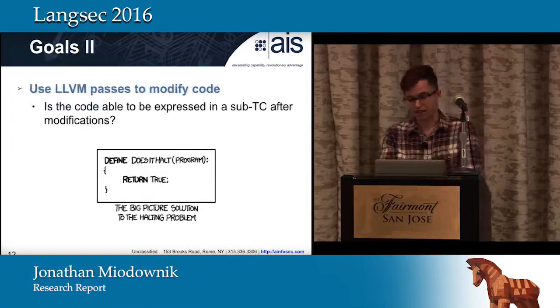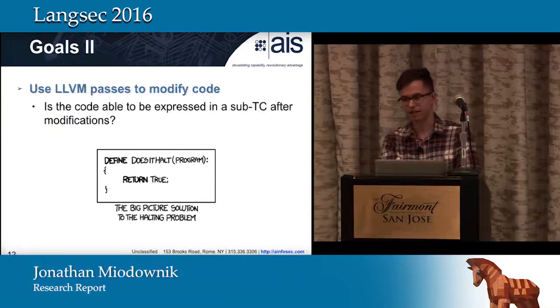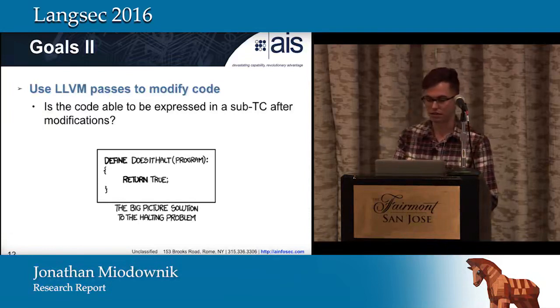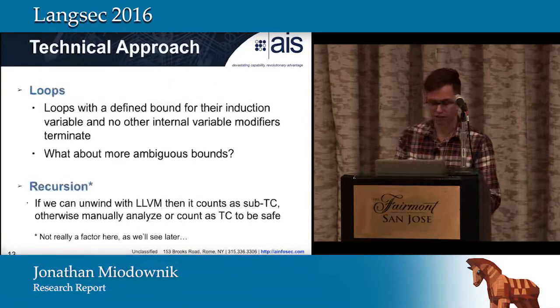So as I said, we're running transformation passes. What does that mean? It means the ability to look at code that may be somewhat ambiguous and take that code and work it around a little bit to display that it actually is either Turing complete or sub-Turing complete. And we'll show an example of that in a little bit.